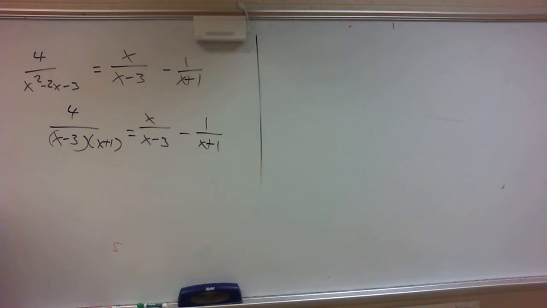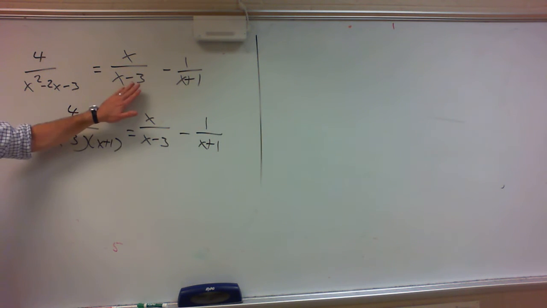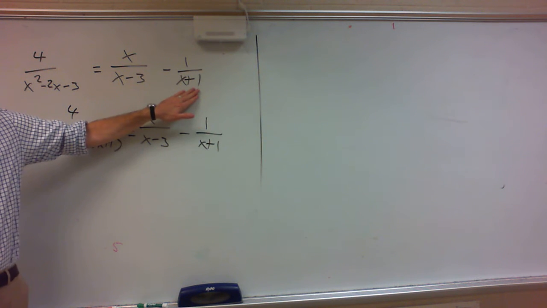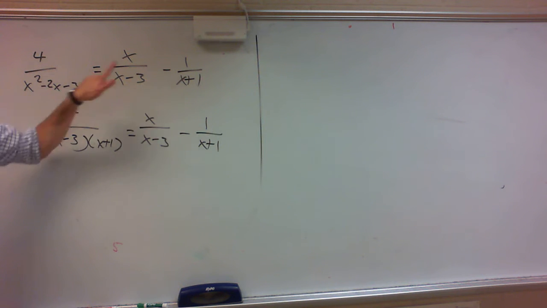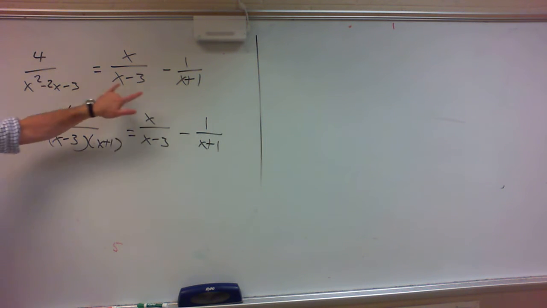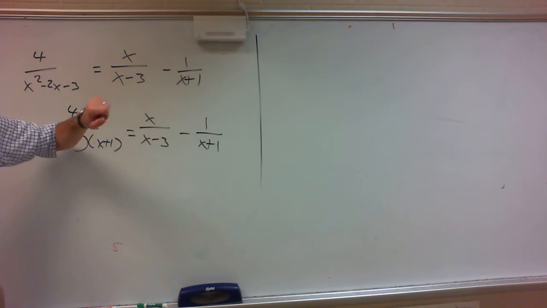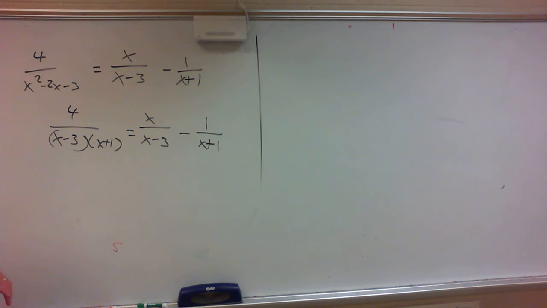Here's a secret. Every time you do these problems, if you see a quadratic and you see an x minus 3 and an x plus 1, 99% of the time, these are the factors of it. Like they actually tell you how to factor it over here. All right, so we're looking at this. Now what?